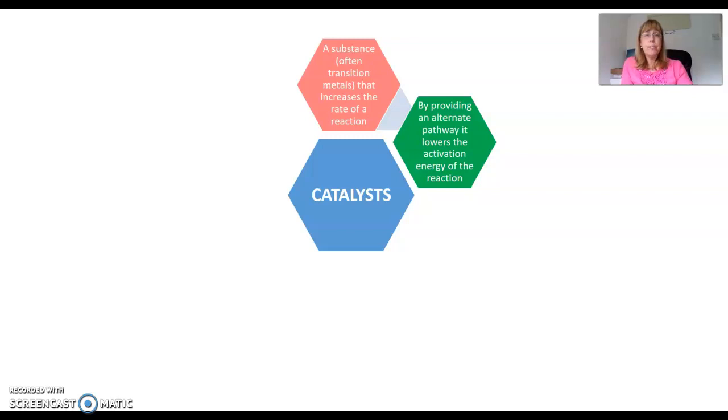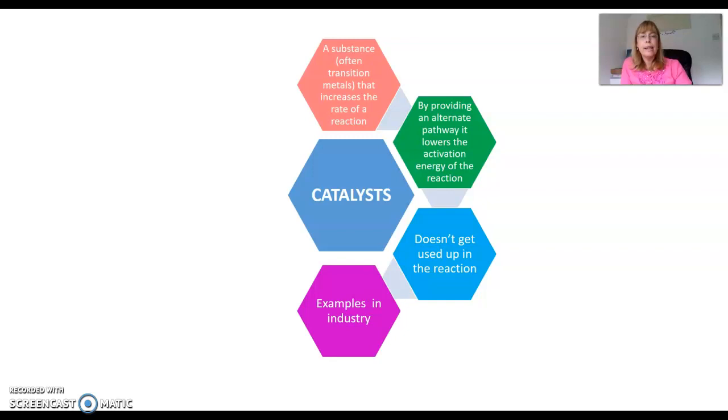How do they do this? They provide an alternate pathway for the chemical reaction by lowering the activation energy of the reaction. Remember, the activation energy is the energy needed to get started. The next fact about catalysts, they don't get used up in a chemical reaction, and we're going to talk more about why that is so useful.